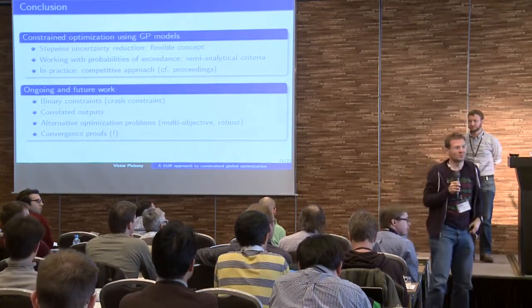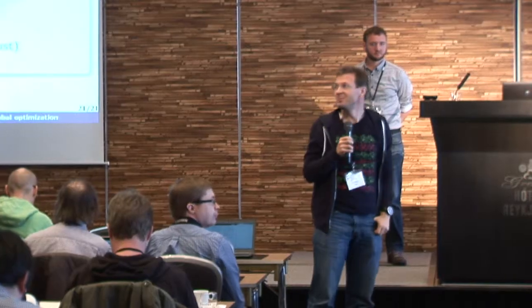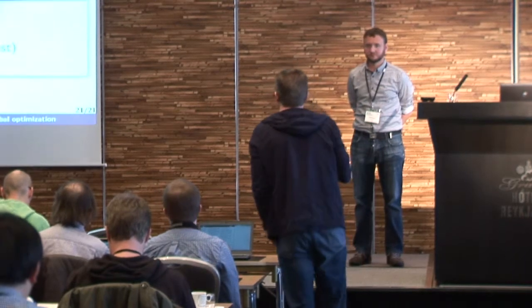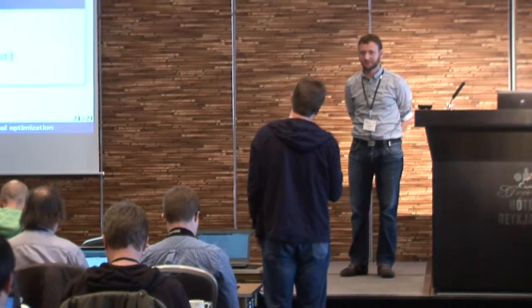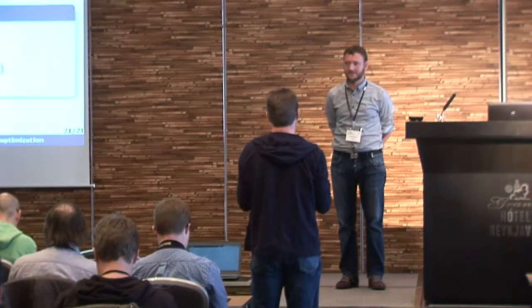Questions? So what's your experience on how many covariates you can have? So how many parameters you can use in optimization? Do you have some feeling of that?